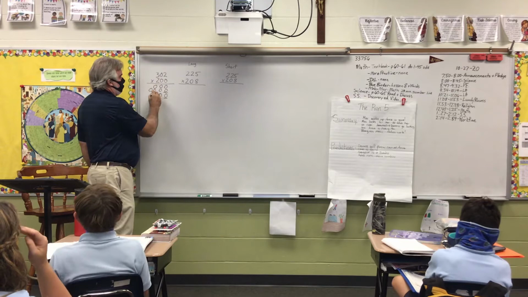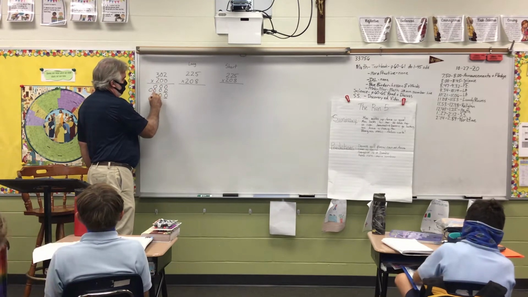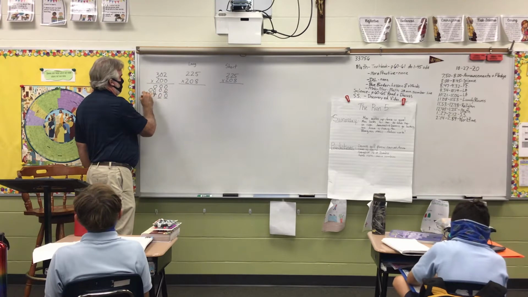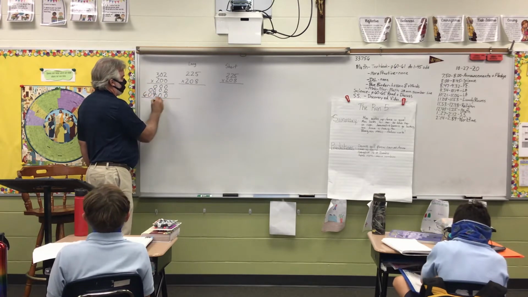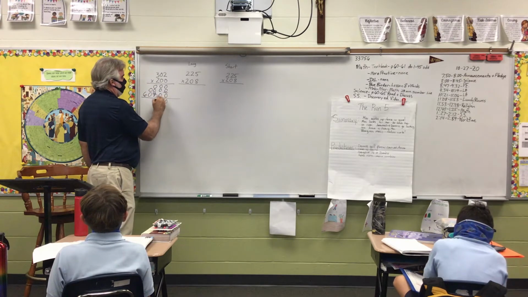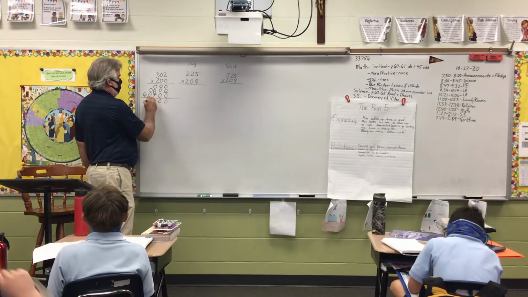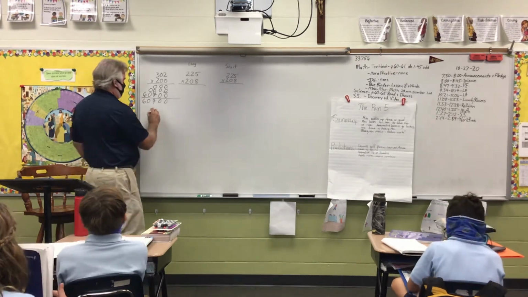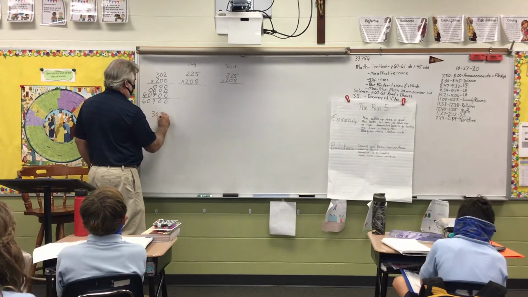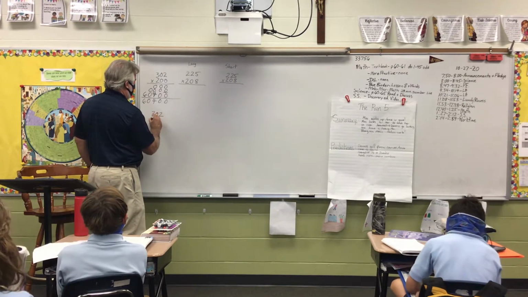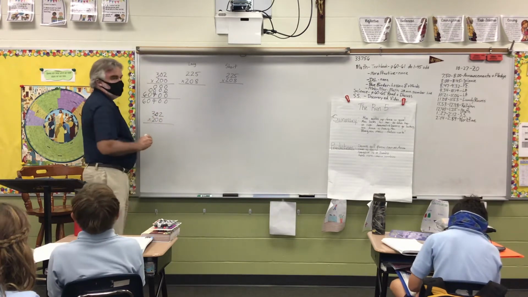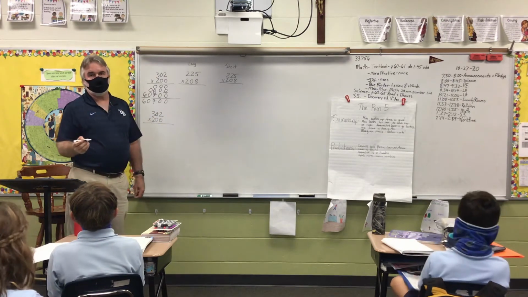So 2 times 2 is 4. 2 times 0 is 0. And 2 times 3 is 6. And then I just add. That's one way to do it. The other way, let's do it a shorter way.